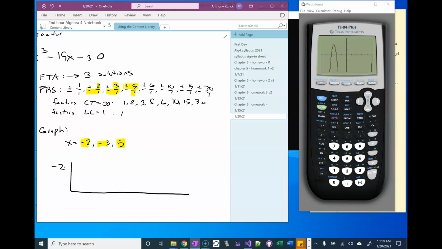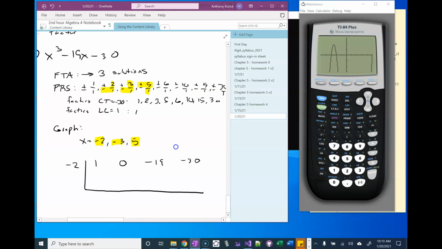So now I'm going to set up my synthetic division, starting with that -2. In the top, I write 1, 0, -19, and -30. Why did I include the 0 there? Because I was missing the x squareds. Very good. So you have to be careful on that still. And now I'll start my synthetic division.